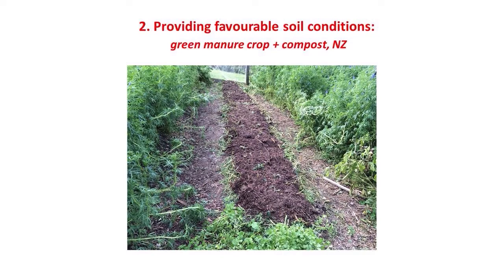This slide is actually my own farm on Waiheke Island in New Zealand, and it demonstrates a number of important aspects of the second principle, which is a need to provide favourable soil conditions. After our crops come out in late autumn, we plant the garden beds in blue lupins, which is a nitrogen-fixing legume. So it's fixing nitrogen into the soil, and it's also keeping the soil covered. Then in spring we cut it down, cut it up, and leave it on the surface, covered with compost.